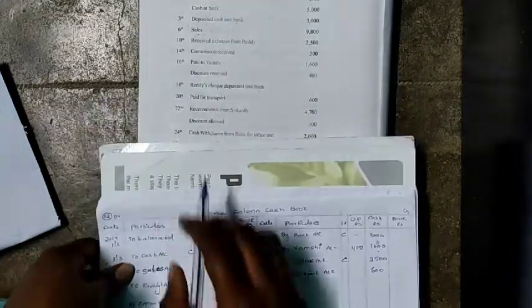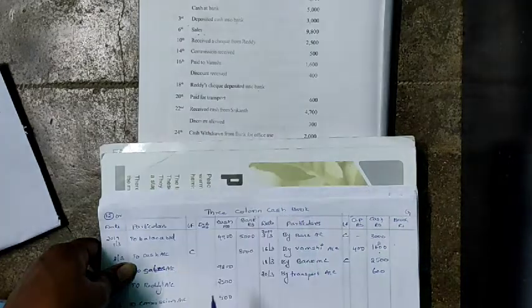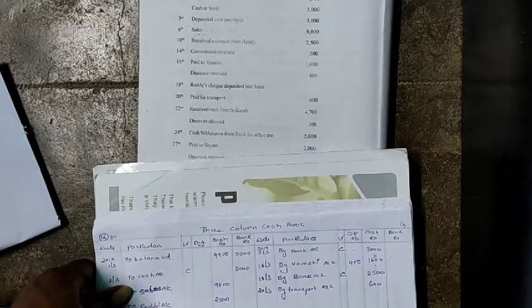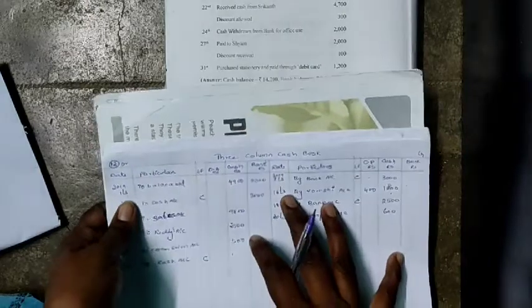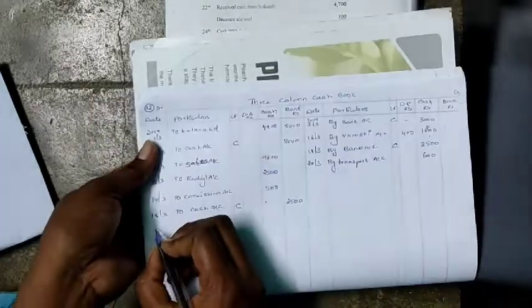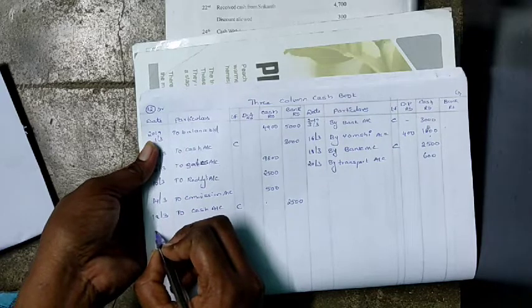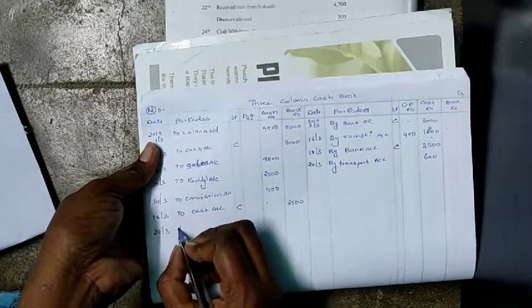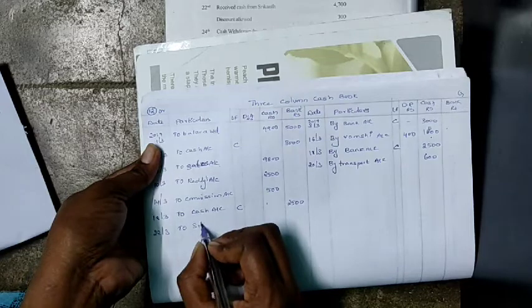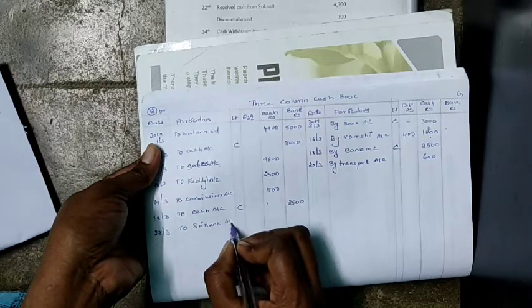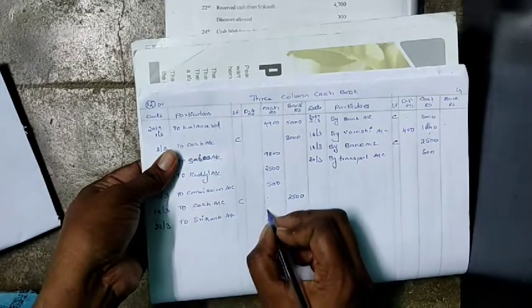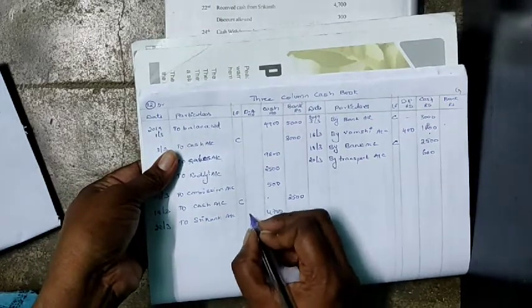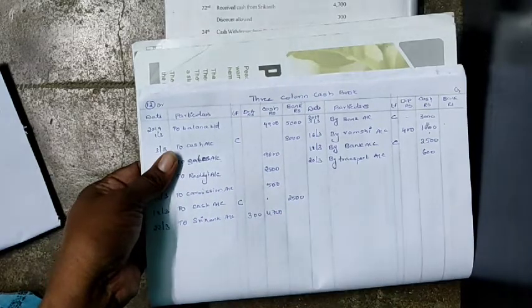Next, received cash from Srikanth, discount allowed. We have received cash from Srikanth, and discount allowed. Which side do we take? It is a receipt. On the 22nd we have received cash from Srikanth. So to Srikanth account, and the amount you have to take in the cash column, that is 4700, and discount allowed is 300.